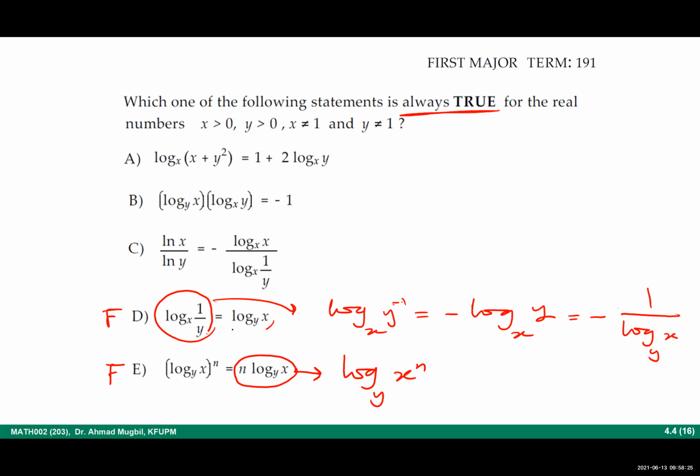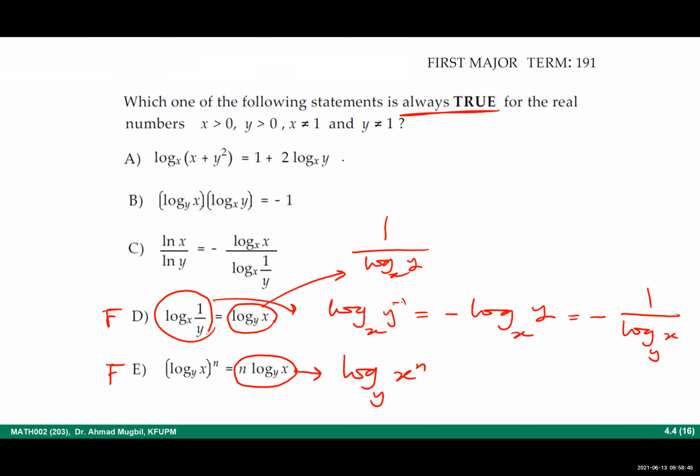Also, if you start on this, what is log y of x? Change the base. The base here is x, the base here is y. So if you change the base, what you will have? You will have 1 over log x of y. So it is not log x over y. So for many reasons, this is false.